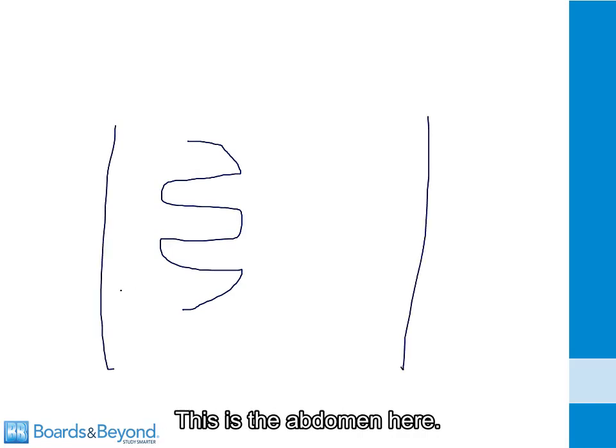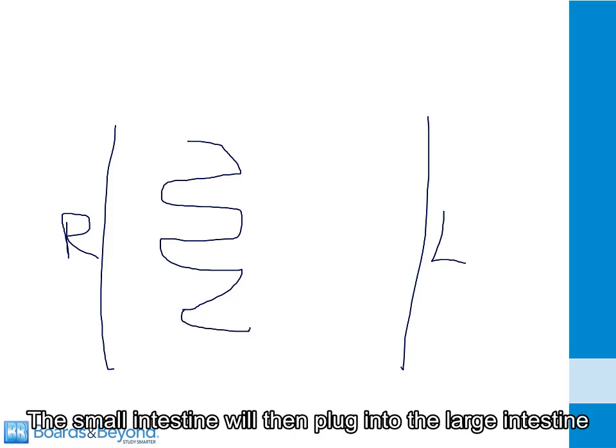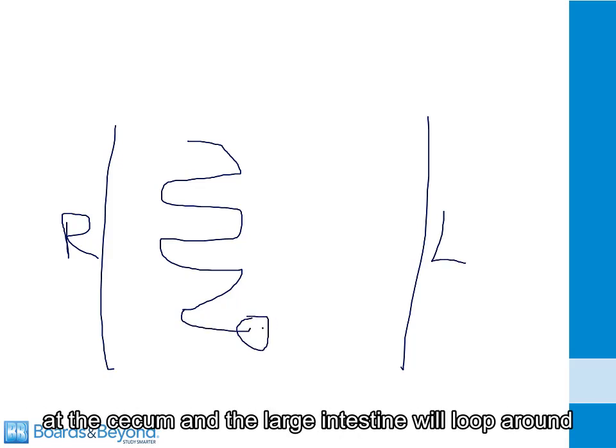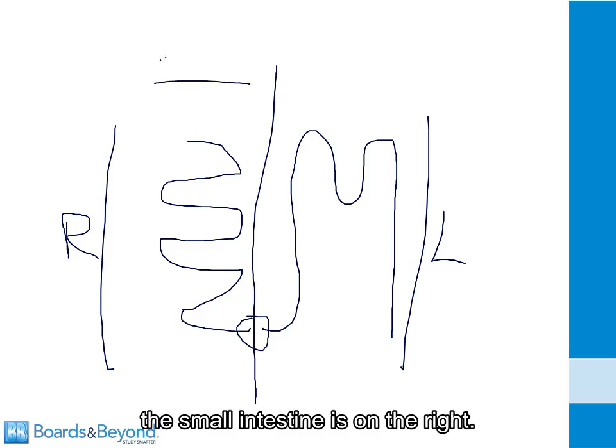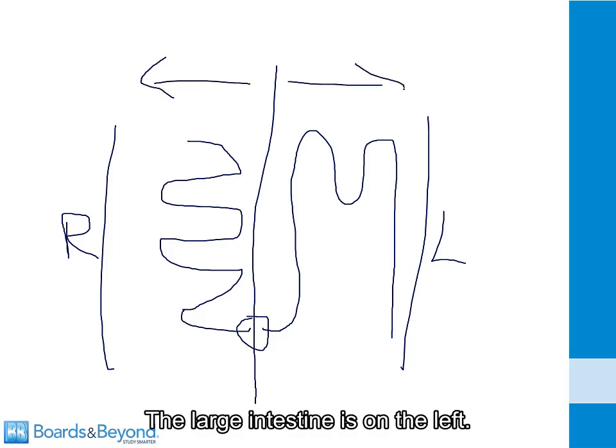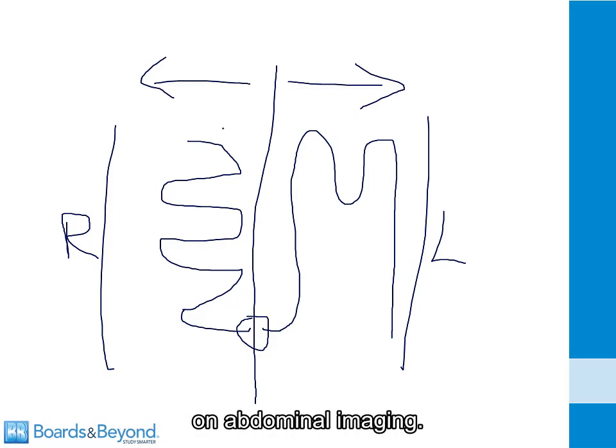This is the abdomen here, this is the right side over here, this is the left side here. The small intestine will then plug into the large intestine at the cecum, and the large intestine will loop around on the left side of the body. Thus, if you have a division down the middle, the small intestine is on the right, the large intestine is on the left, hence the name left-sided colon. This is an anatomic variant that is sometimes picked up incidentally on abdominal imaging.